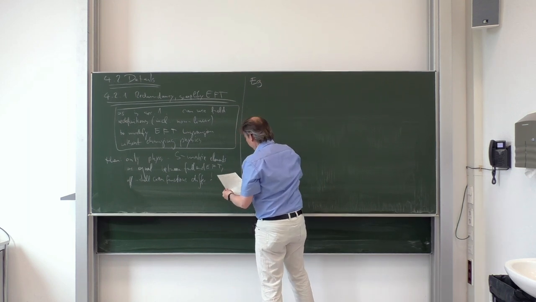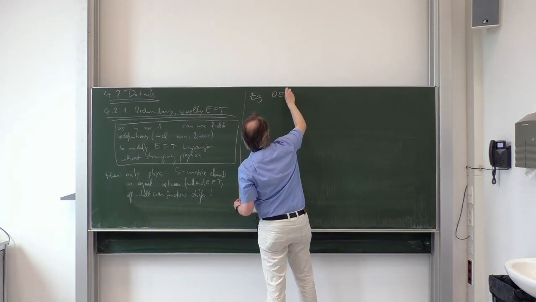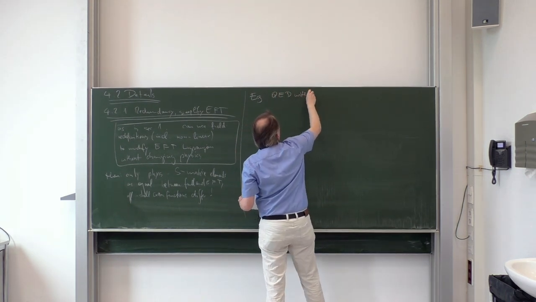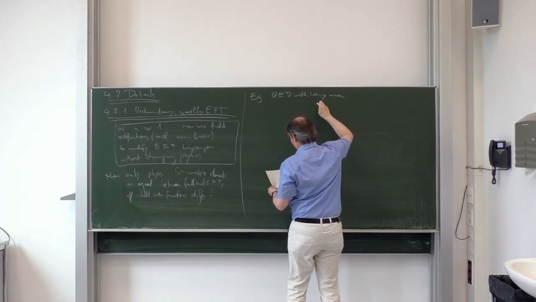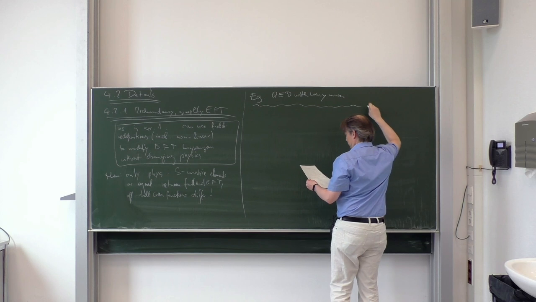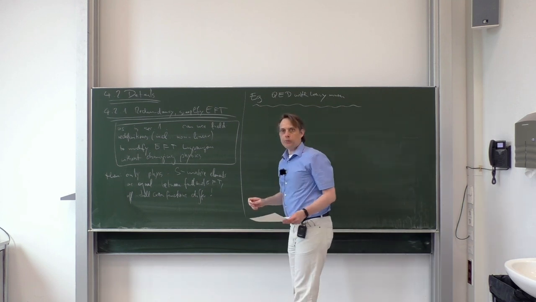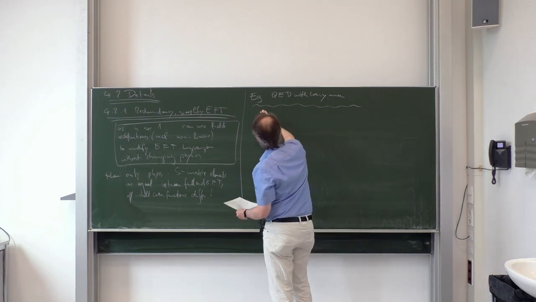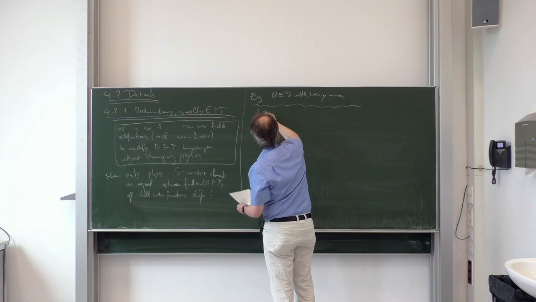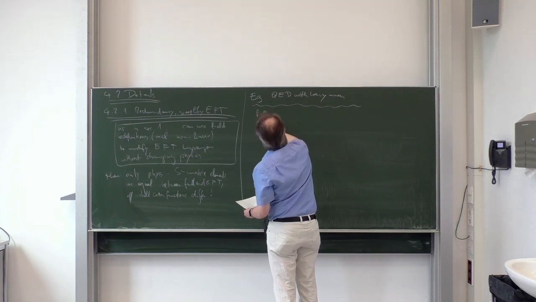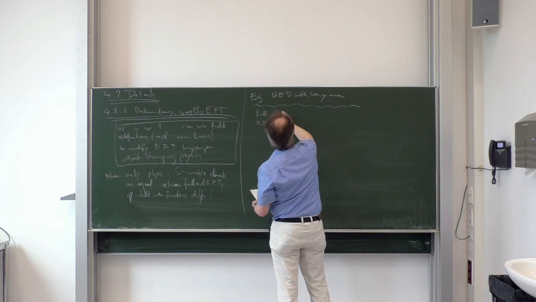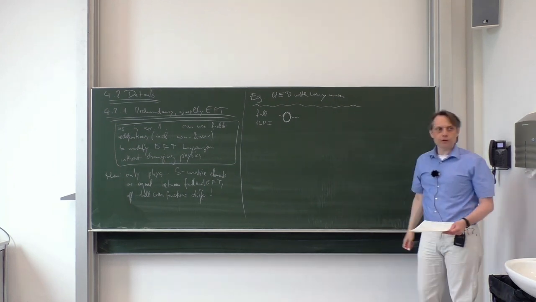For example, QED with heavy muon. So 20 minutes ago we just discussed that in the full theory we have a one light particle irreducible Feynman diagram with a heavy muon, which is this photon self-energy.